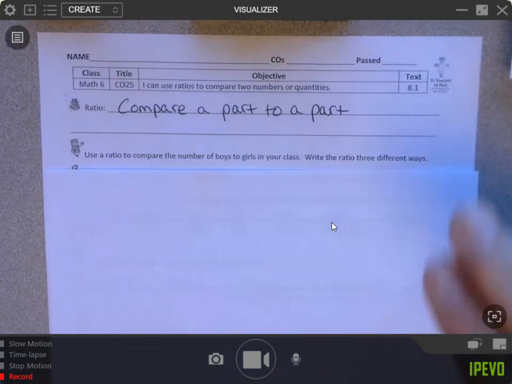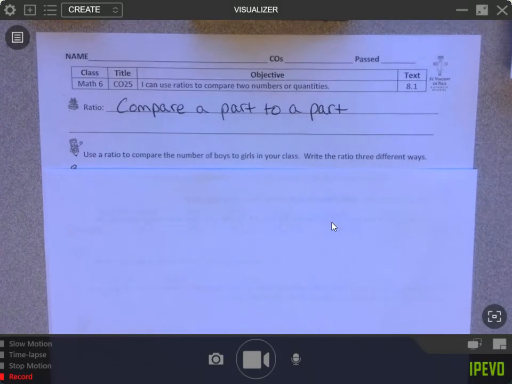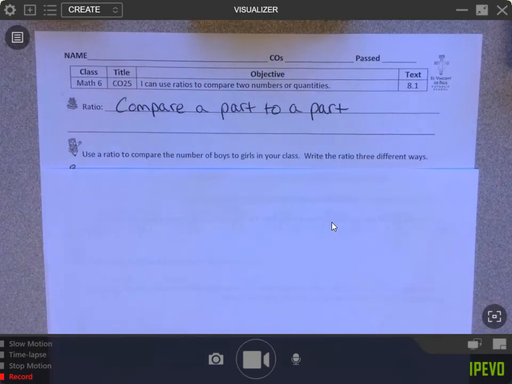We use a ratio to compare the number. This is an example. We can compare the number of boys to girls in our class. So we can write that ratio in three different ways. So how many boys do we have in here? Raise your hand. Let's count off the boys.